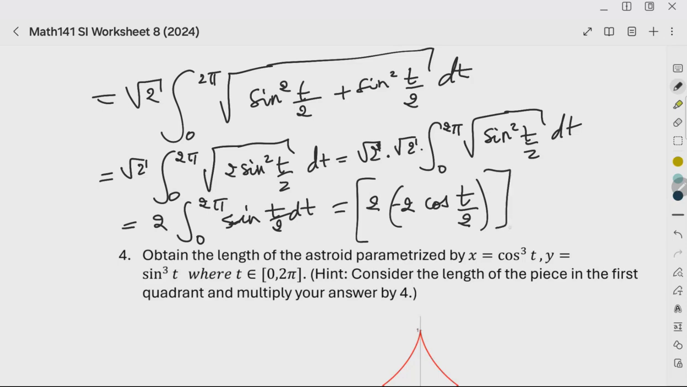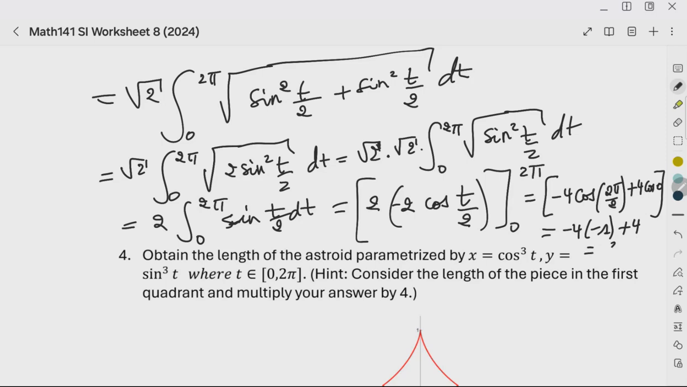This is all evaluated between 0 and 2 pi, which if you substitute, you should have minus 4 times cos of 2 pi over 2 plus 4 cos of 0. Basically, cos of 0 is 1, cos of pi is minus 1. So we have negative 4 times minus 1 plus 4, which is 4 plus 4, which is 8 units squared.